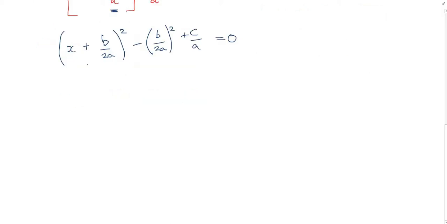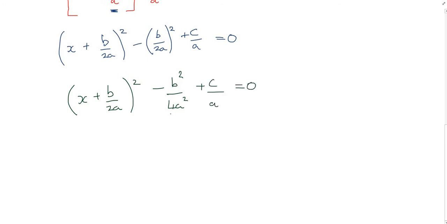Okay, so our next step, we're going to leave this first term alone, so (x + b/2a)², and we're going to have a look at this term in brackets. Well, it's just b²/4a², and we've got plus c/a equals 0. What we're going to do is move these two terms over to the right hand side now. So let's go ahead and do that.